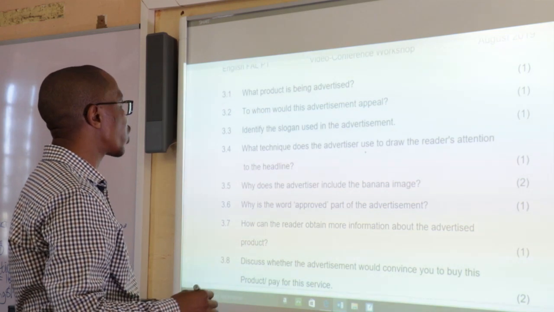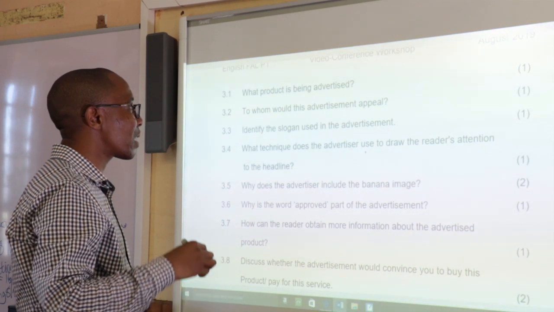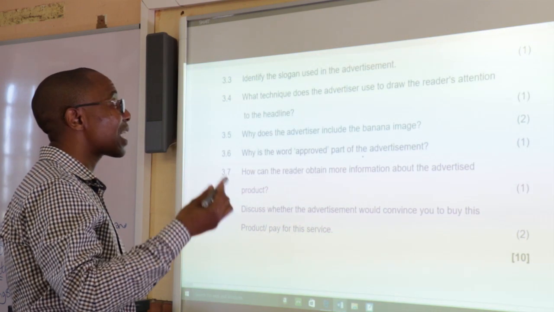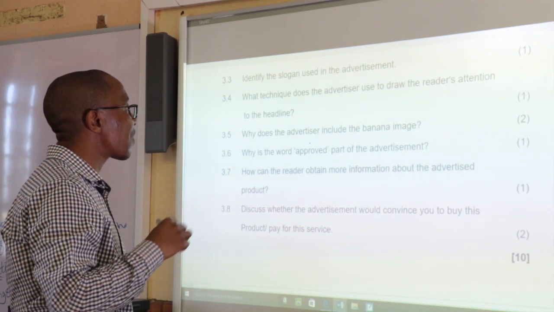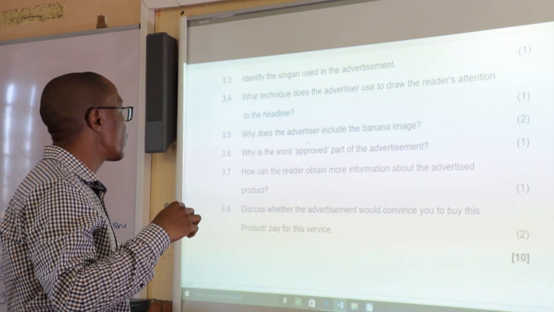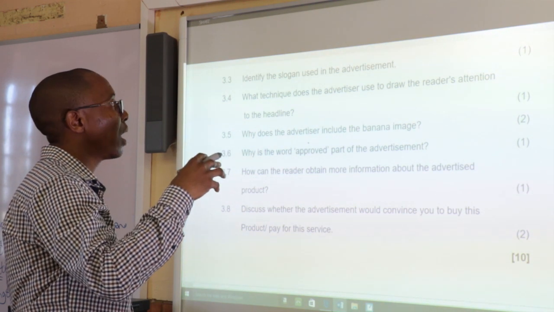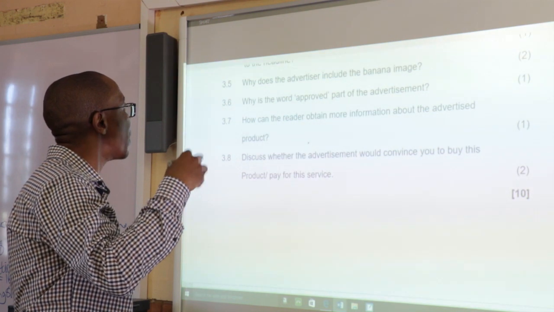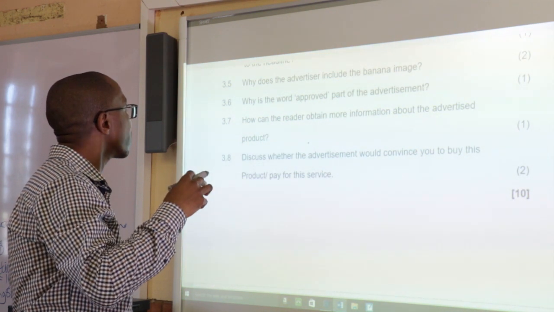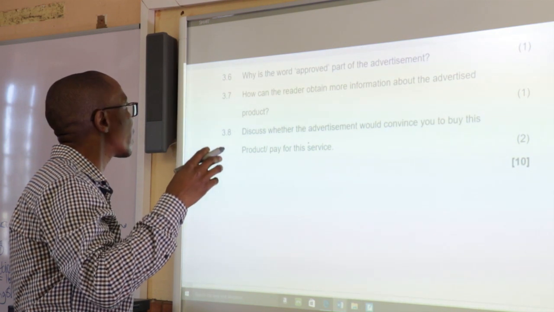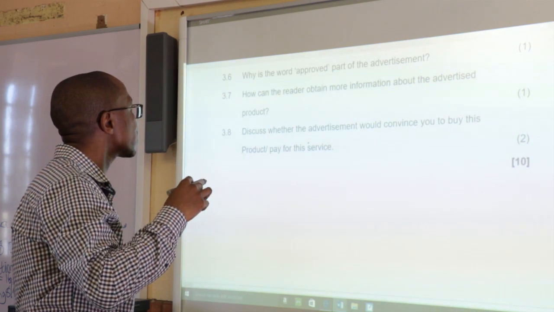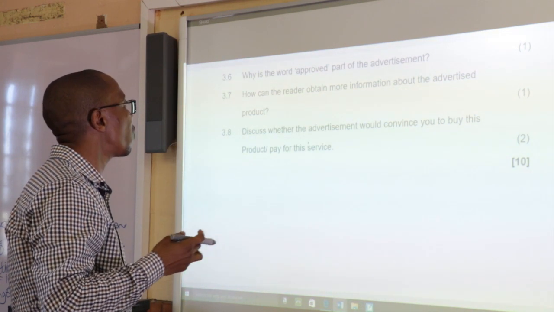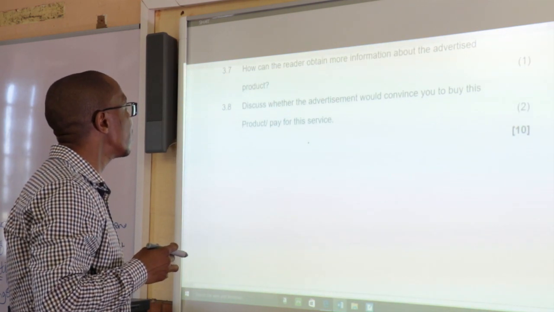Identify the slogan used. What technique does the advertiser use to draw the reader's attention? Why, sorry, does the advertiser include the banana image? So obviously the product is manufactured in banana or any other herb. These are herbal products. Why is the word approved part of the advertisement? So it speaks of credibility and reliability.